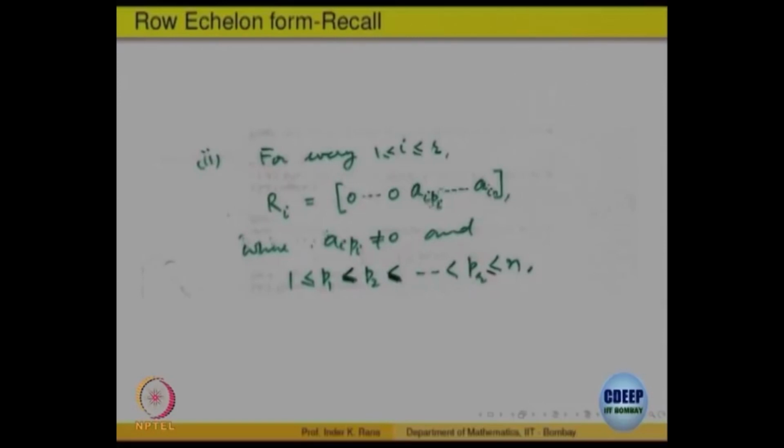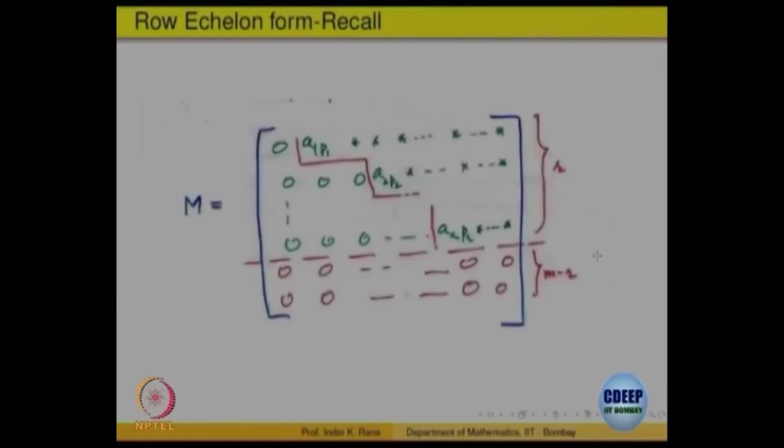indicate the place in the ith row, the Pi'th column, where the entry is non-zero, and that should be the first non-zero entry. And the property is that the column number where the first non-zero entry comes in the first row should be strictly on the left side of column number in row 2 and so on. These entries are called pivots, that we saw. So, this is what the matrix looks like.